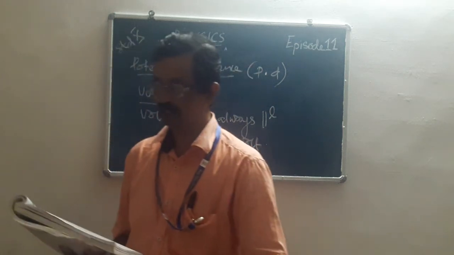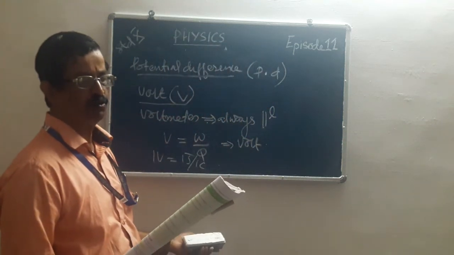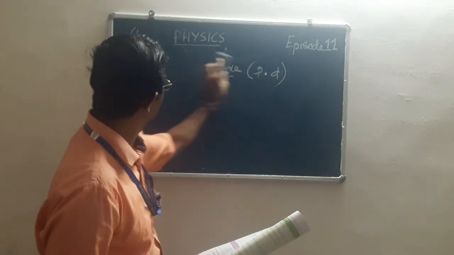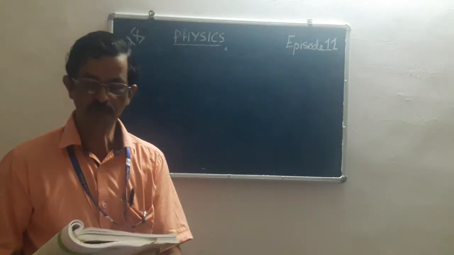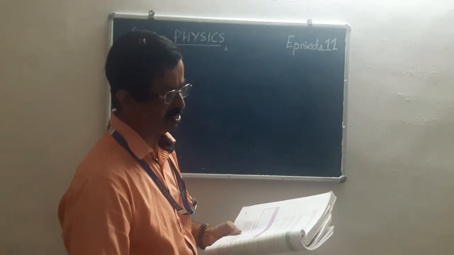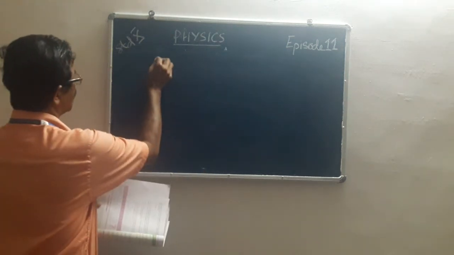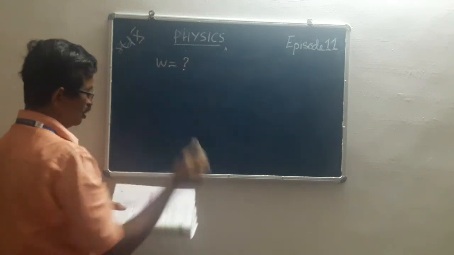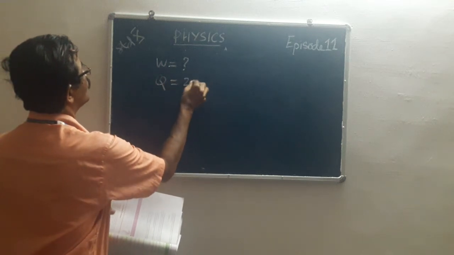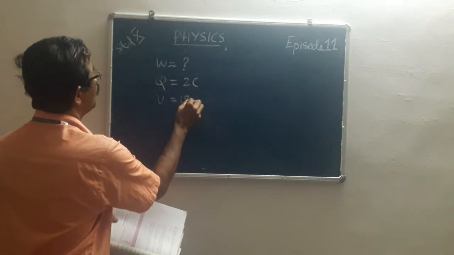See, first one: how much work is done in moving a charge of 2 coulomb across 2 points having potential difference of 12 volts? Here we want to find out how much work. So W is equal to question mark, and charge is given, Q is equal to 2 coulomb, and the potential difference, that means V, is equal to 12 volt.